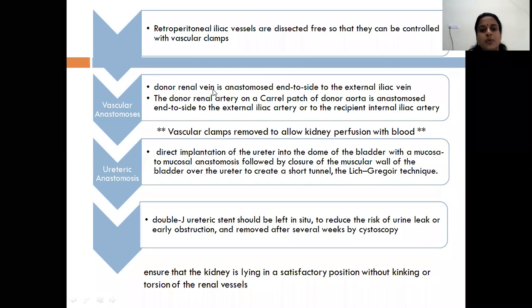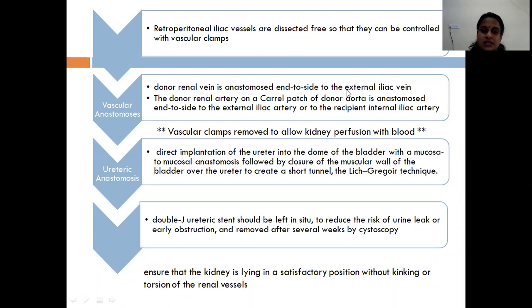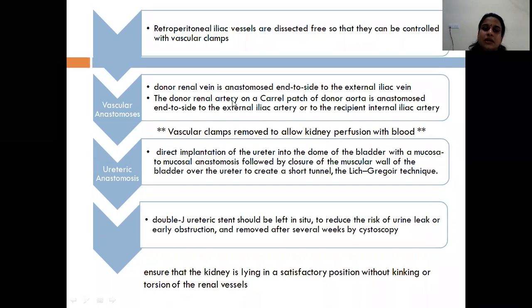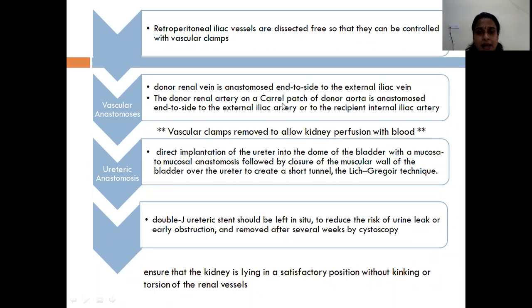The donor renal vein is anastomosed end to side to the external iliac vein in the recipient. And the donor renal artery, either on the aortic patch, is anastomosed to the external iliac artery, or directly, when there is no aortic patch, it is directly anastomosed to the recipient internal iliac artery. Obviously, when there is a short distance, you will go to the internal iliac artery. So that is how the vascular anastomosis is first done in kidney transplant.